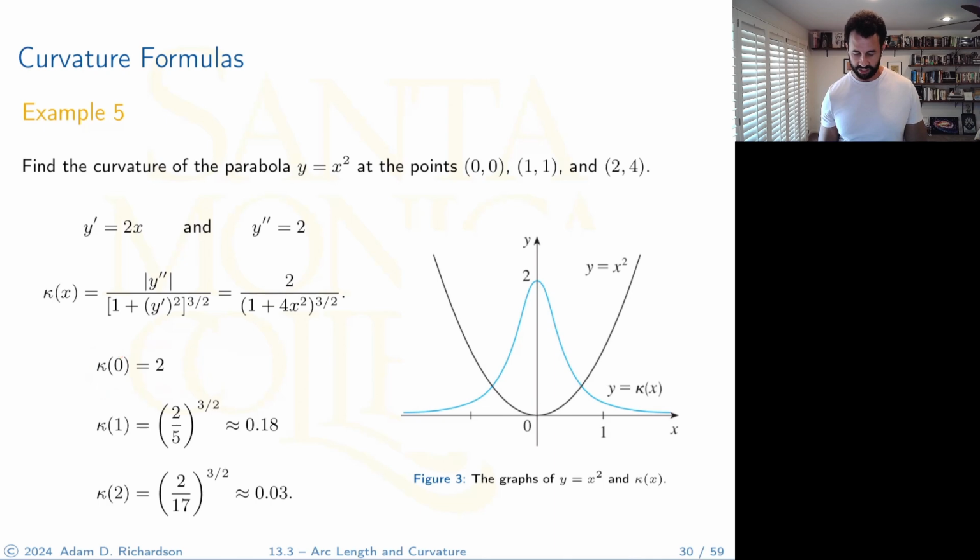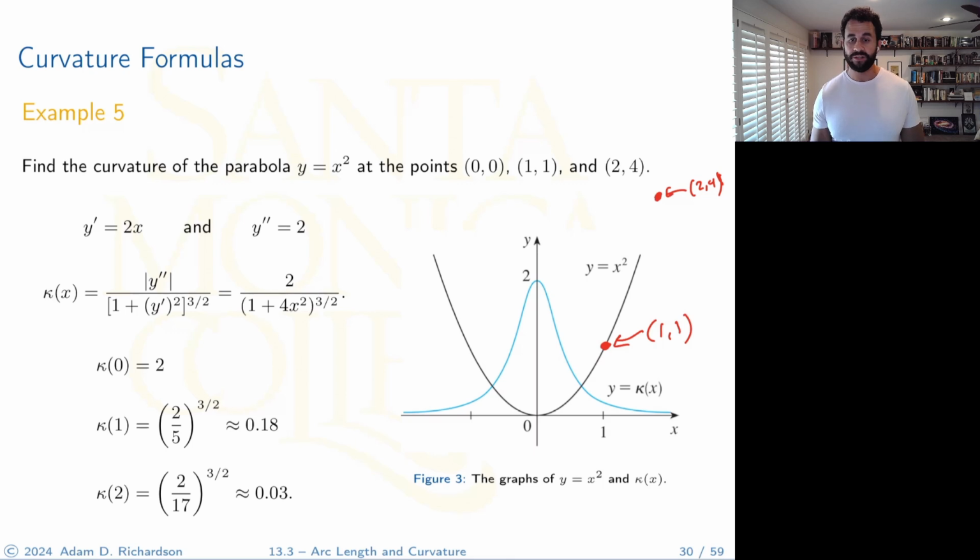So the curvature at the origin is 2. The curvature at x equals 1 is this value, 2/5 to the 3/2. So we're talking about the curvature right here at this point, 1, 1. Yep. And then the curvature at x equals 2 is 2/17 to the 3/2, which is about this value. And that point is further along up here somewhere. Just like that. That's it.